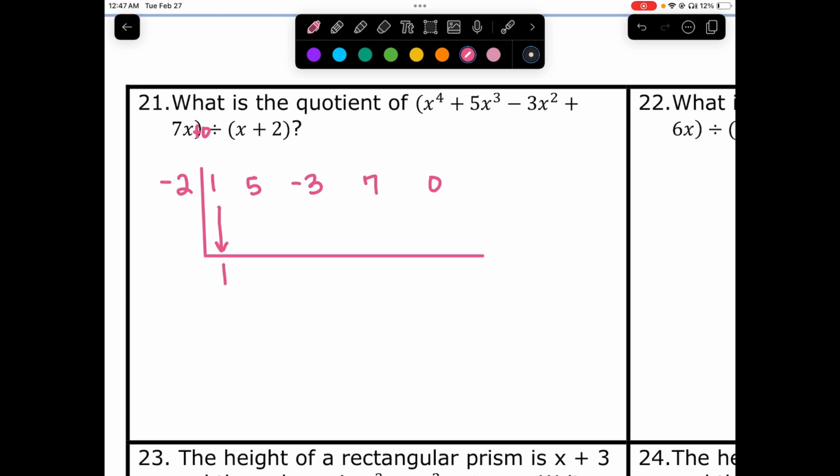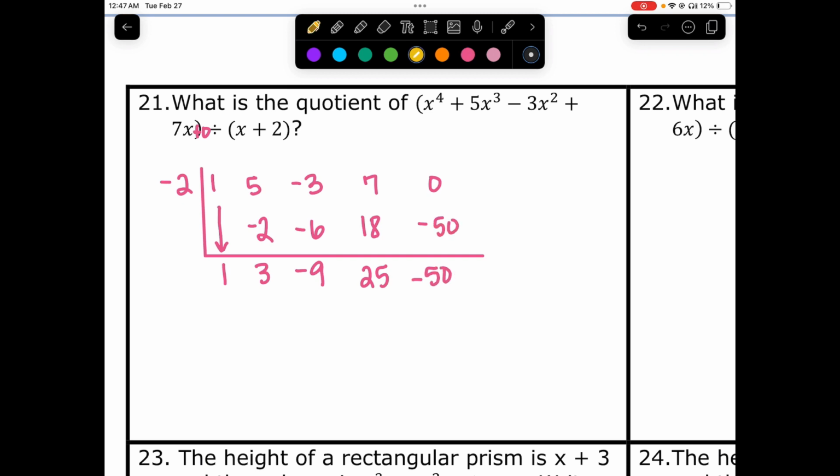All of them have to be included. All right, drop down the 1. 1 times negative 2 is negative 2. Add those up, we get 3. 3 times negative 2 is negative 6. Add those up, we get negative 9. Negative 9 times negative 2 is positive 18. Add those up, we get 25. 25 times negative 2 is negative 50. Add those up, we get negative 50.